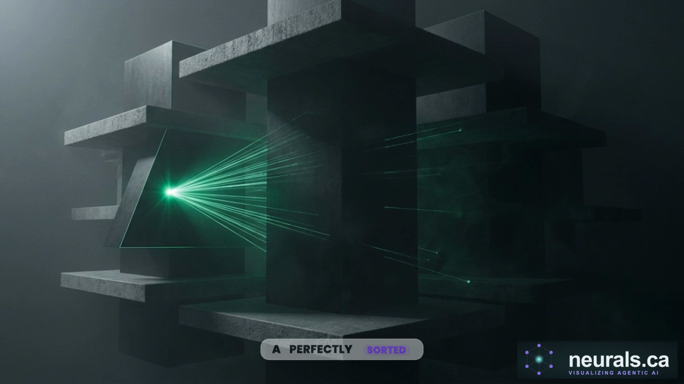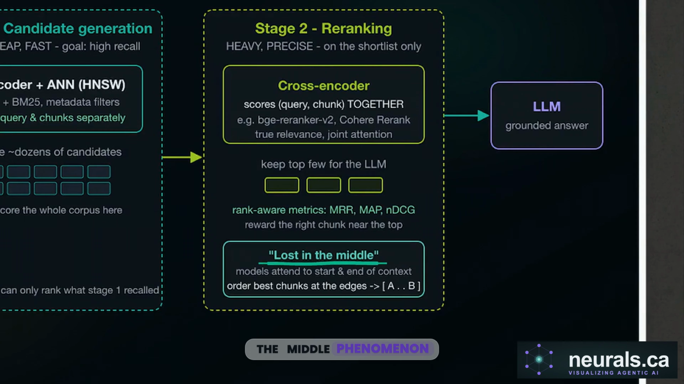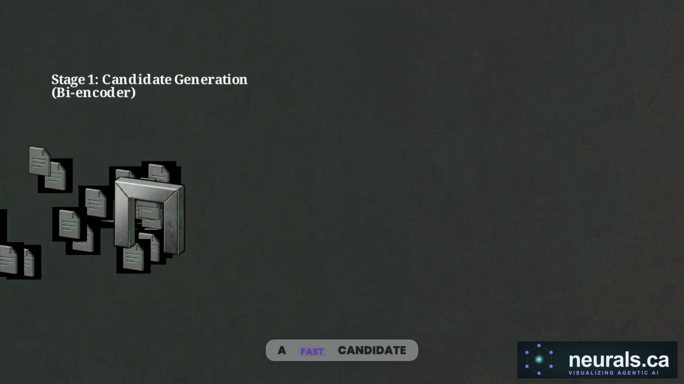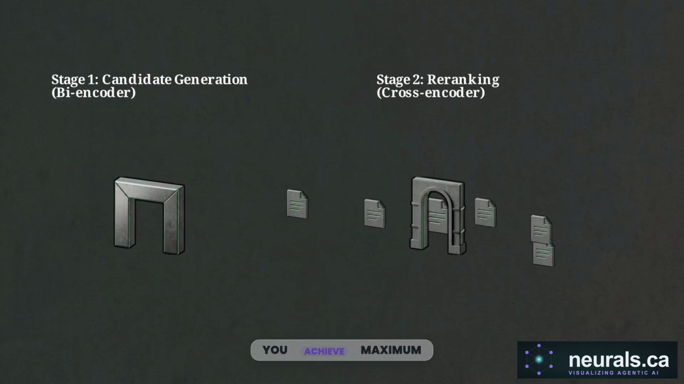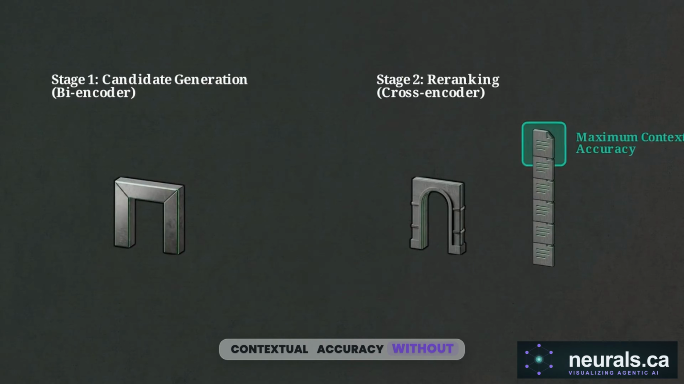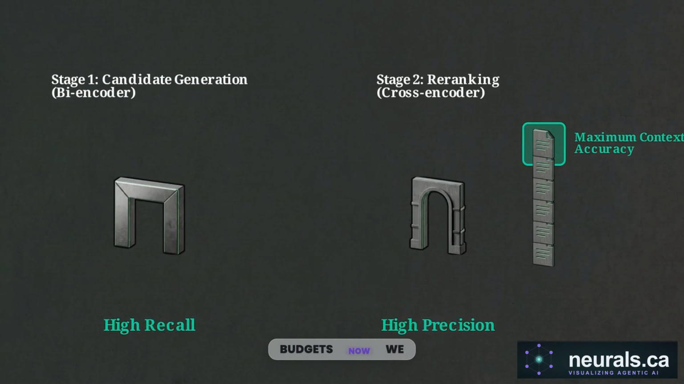Even with a perfectly sorted list, we hit a cognitive quirk of language models. They suffer from the lost-in-the-middle phenomenon, frequently ignoring data placed in the center of their context window. To counter this, we place the highest-scoring chunks at the very beginning and end of the prompt, leaving lower-ranked context in the middle. By decoupling retrieval into a fast candidate generation stage, followed by precision re-ranking, you achieve maximum contextual accuracy without breaking your latency budgets.